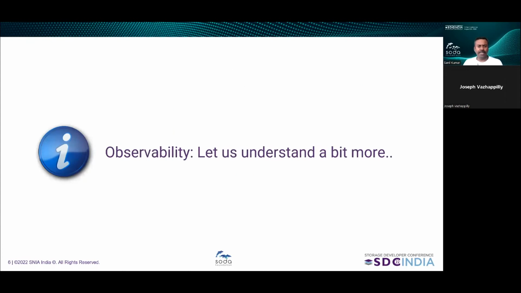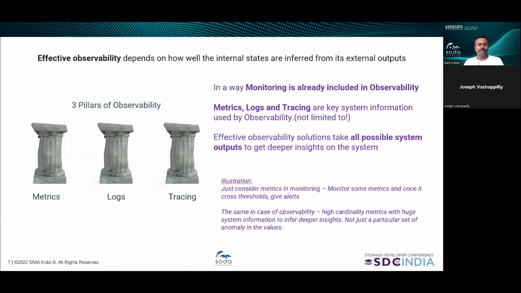So a little more detail on observability. As you see, metrics, logs and tracing are a major part of effective observability. So in a way, that's already kind of monitoring, right? It depends on how well the internal states are inferred from the external output. Whatever outputs are coming, how well the internal states can be inferred from them.